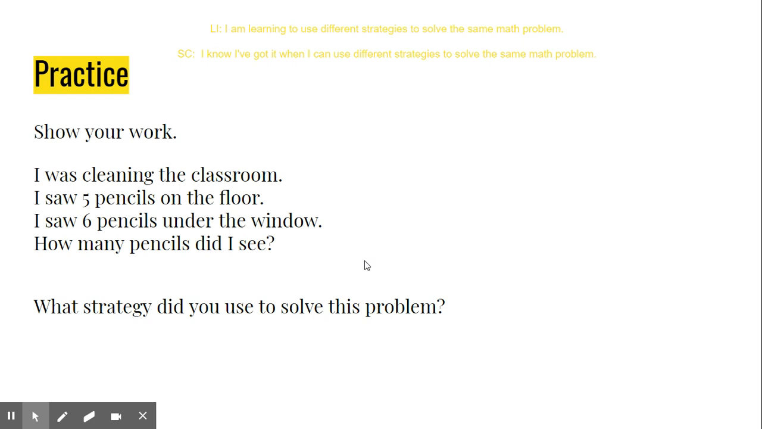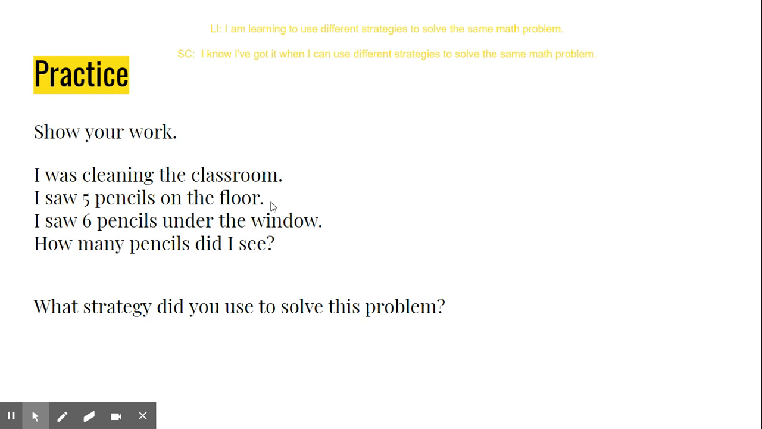Okay, now you know Miss Martinez loves a good story problem. Remember, when we do story problems, we always want to make sure we find the most important parts. I was cleaning the classroom. I saw 5 pencils on the floor. How many pencils did I see on the floor? Show me on your fingers. 5 pencils on the floor. That's definitely an important part.